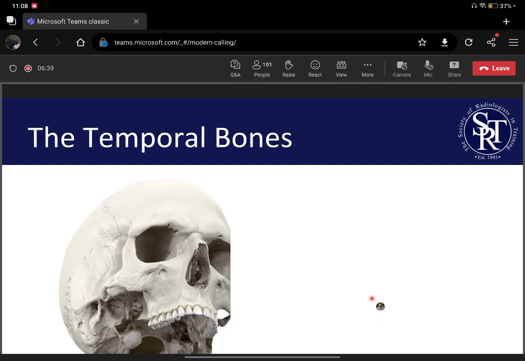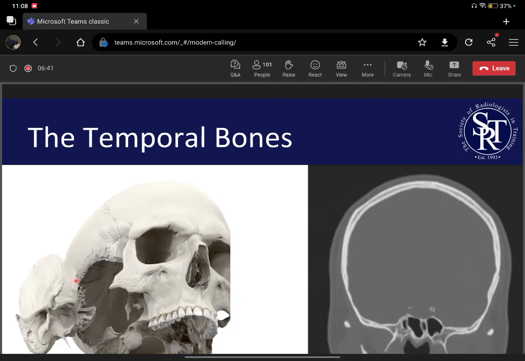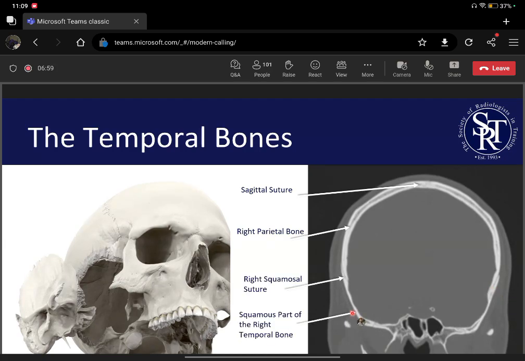Next, you have the temporal bone, and the temporal bone is isolated by the squamous suture over here, or squamosal suture. So we can see the sagittal suture again in the midline. We have the right parietal bone, and there's this faint suture that you're seeing on either side, which is oblique in shape, and that is the right squamosal suture. And just inferior to it, we have the squamous part of the right temporal bone.